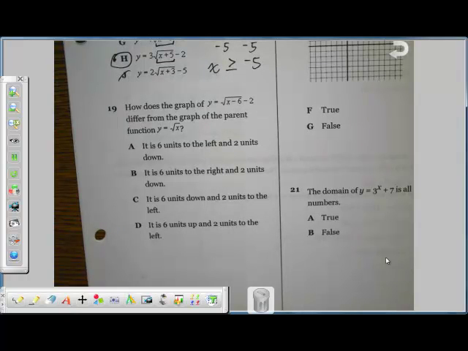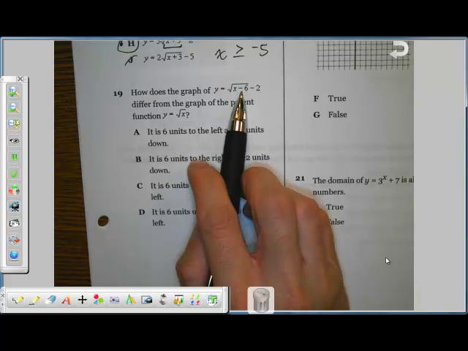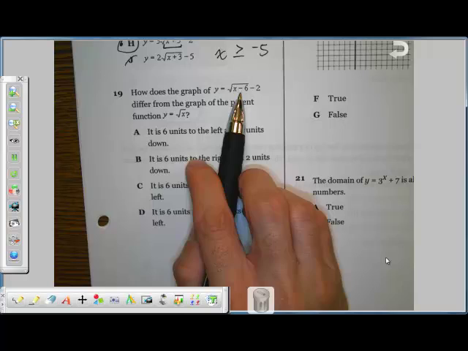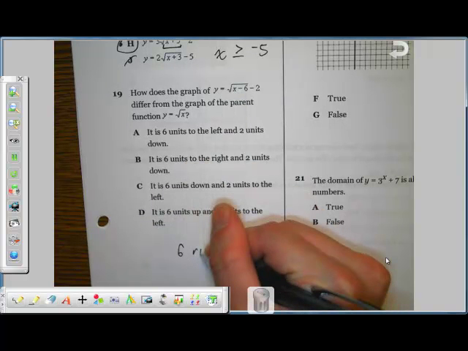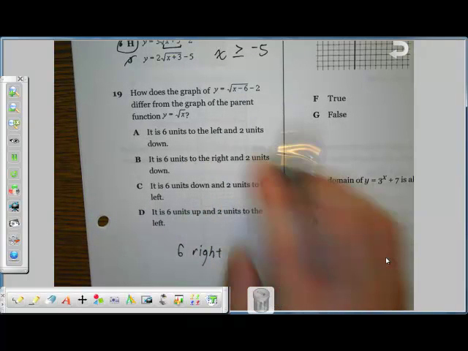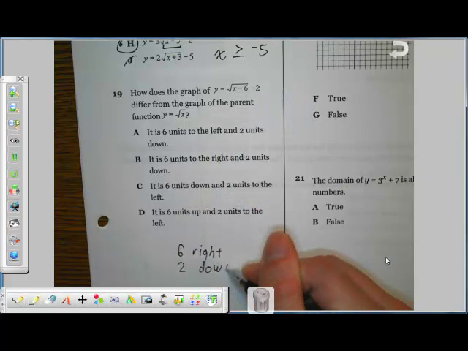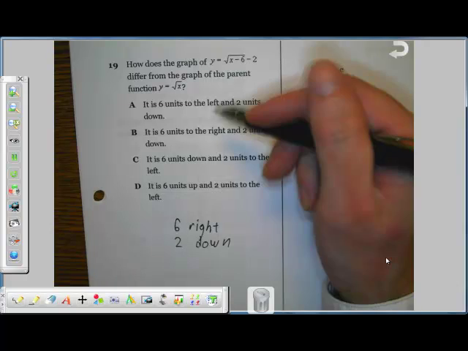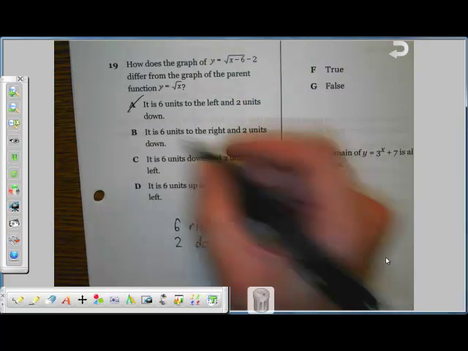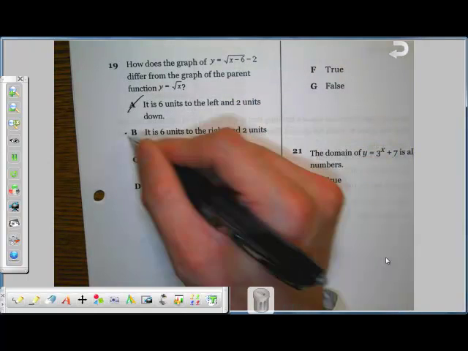Number 19: how does the graph of y equals the square root of x minus 6, minus 2, differ from the parent of the graph? So, inside, I'm going 6 to the right. And here's my vertical shift of -2, so I'm going to say that's 2 down. And then I look: 6 units to the left? Nope. 6 units to the right? Maybe. 2 units down. Looks like a good shot.